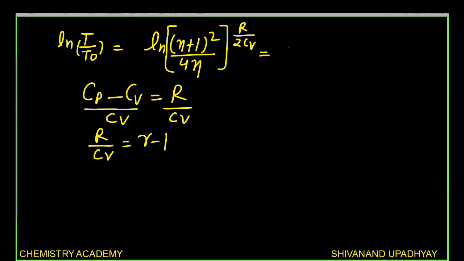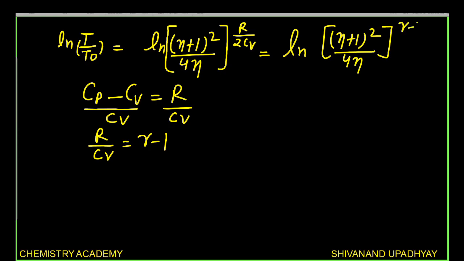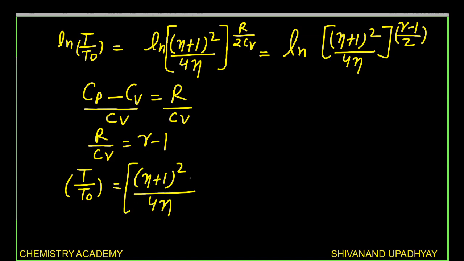So I can also write it as ln of eta plus 1 whole square upon 4 times eta, and this is gamma minus 1 divided by 2. R upon Cv is gamma minus 1, gamma minus 1 divided by 2. If I take the anti-log on both sides, I can write that the final temperature upon the initial temperature, since for both the sides, both sections, the final temperature and initial temperature are the same, is equal to eta plus 1 whole square upon 4 times eta to the power gamma minus 1 divided by 2.